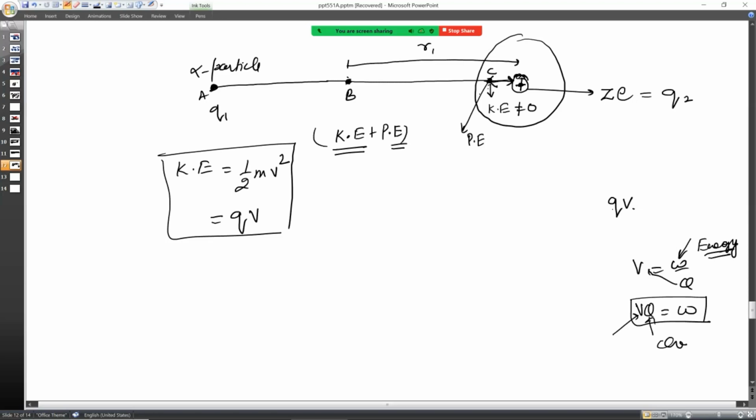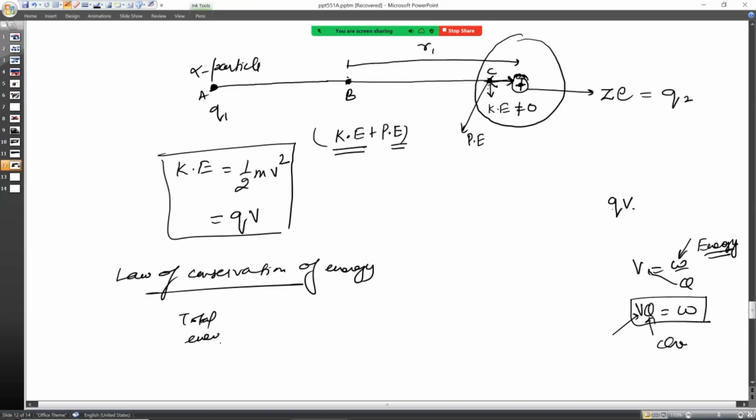Now from the law of conservation of energy, you know that the total energy at every point remains constant. We can write total energy at every point.